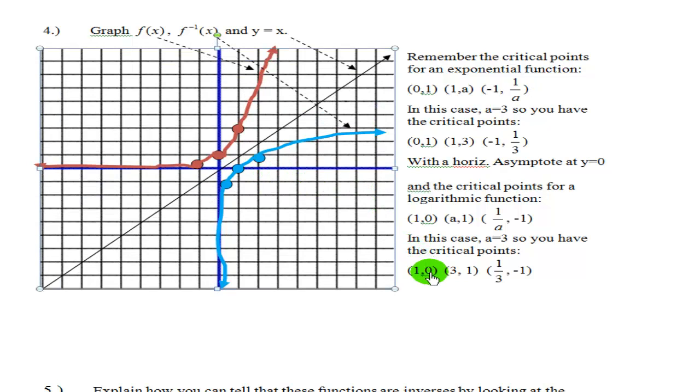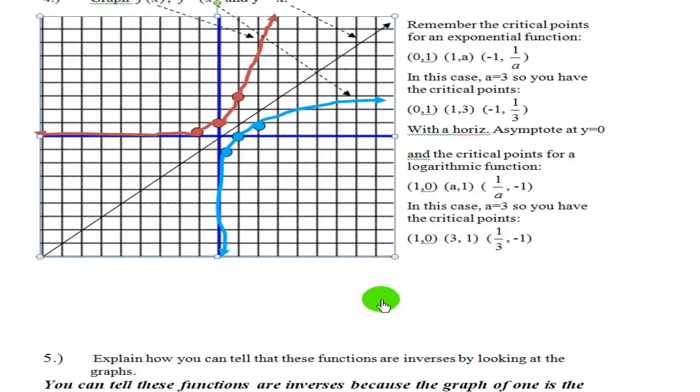And you have 1/3, negative 1, which is over just a little bit and then down 1. I finished drawing it with the blue graphical representation. You can see that they are inverses of one another because they are reflected across the line y equals x. I didn't write it, but please note that there is a vertical asymptote at x equals 0 for the logarithmic function.